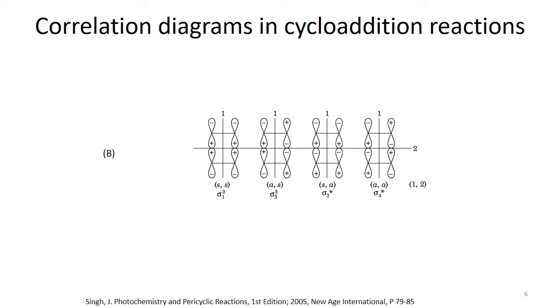So sigma 3 star, as we have already discussed, is drawn from the pi orbitals of ethylene molecules, and after suprafacial and antarafacial interaction we get this sigma 3 star. Then in sigma 4 star there is again antarafacial interaction, and it comes at the other end of these energy levels. So we have these correlations, or you can say the arrangement of these energy levels, from pi 1 to pi 4 star.